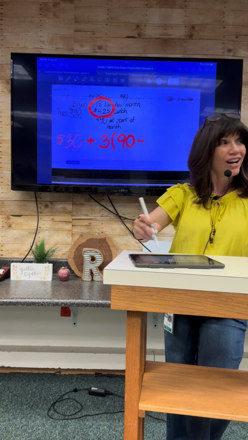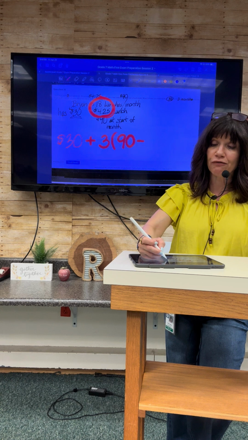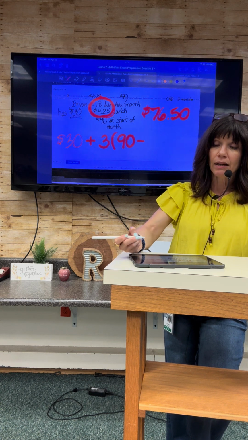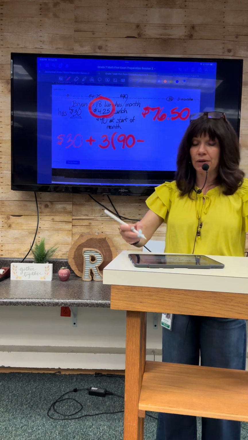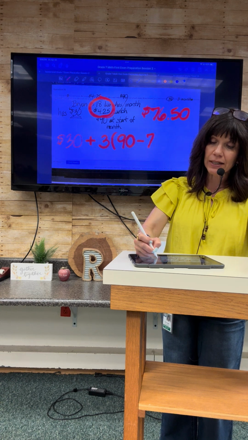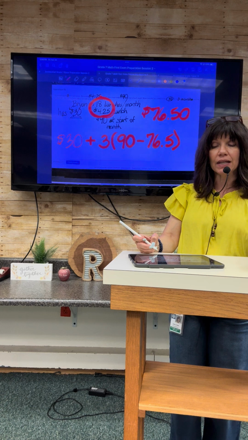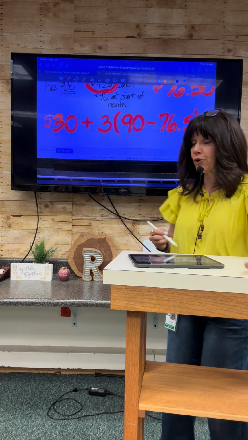76.5. Okay, say it again. 76.5. So $76 and what? 50 cents. Remember, if it's 0.5, it means 50. Okay, but I don't mind if down here we write minus what? 76.5. Ending parenthesis. Now do you see how you have the beginning of your number story?